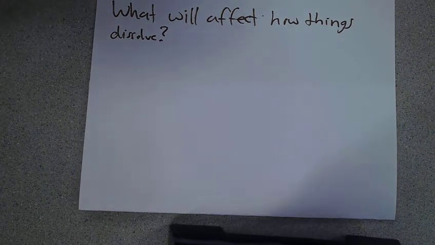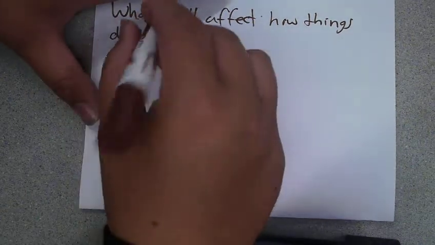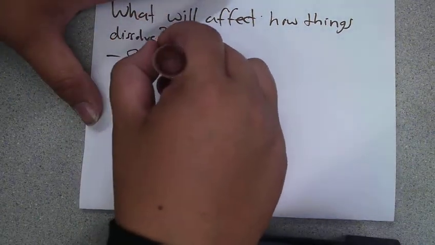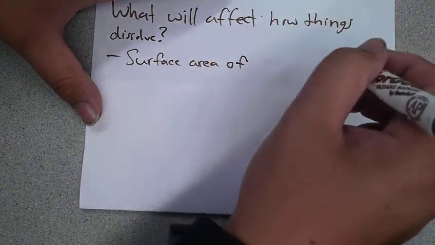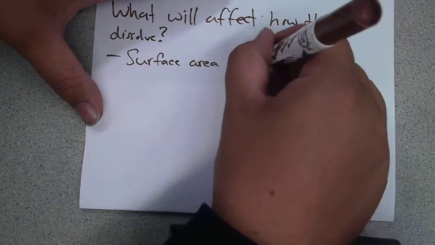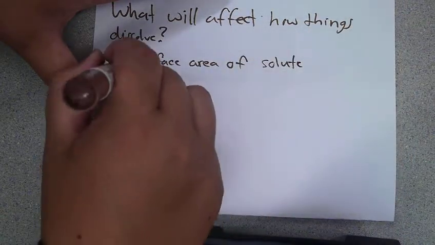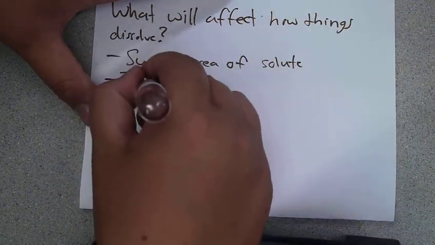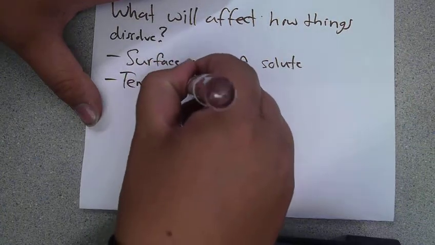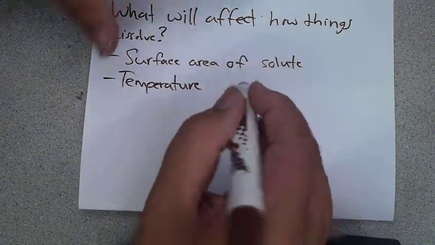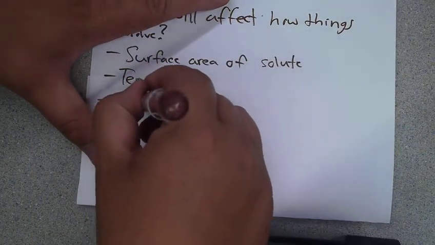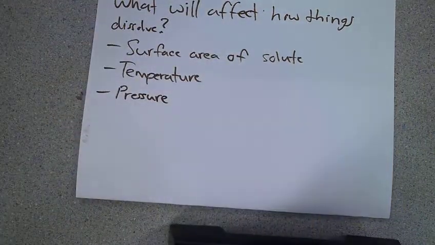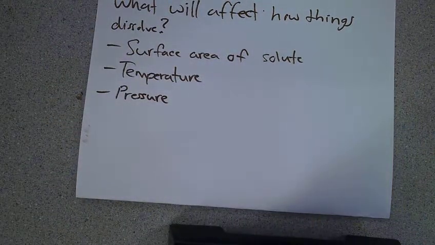I'll give you a second to think about it. We should have come up with the surface area of the solute. It's going to be the temperature of our solvent, and I suppose temperature of the solute as well. And the final thing would be the pressure. So those are the three things that are going to affect how something dissolves.